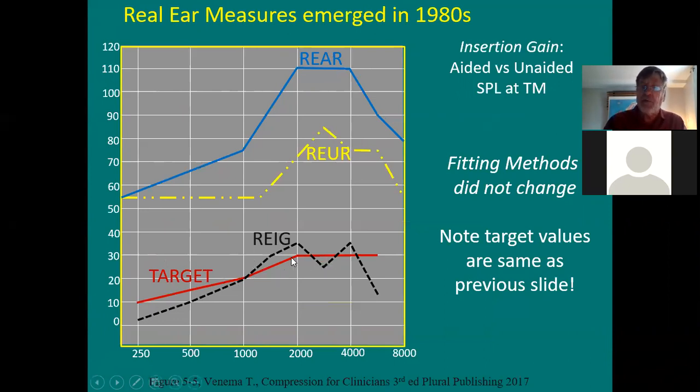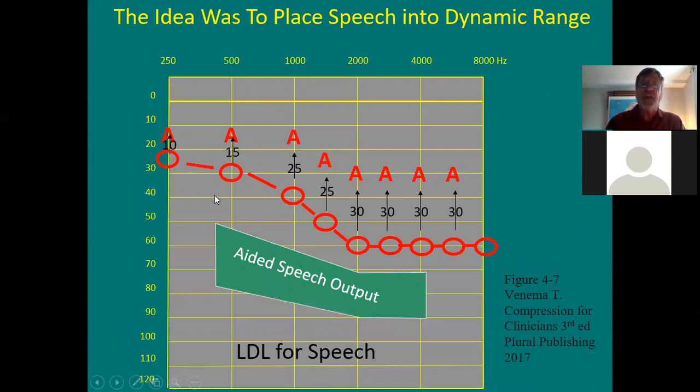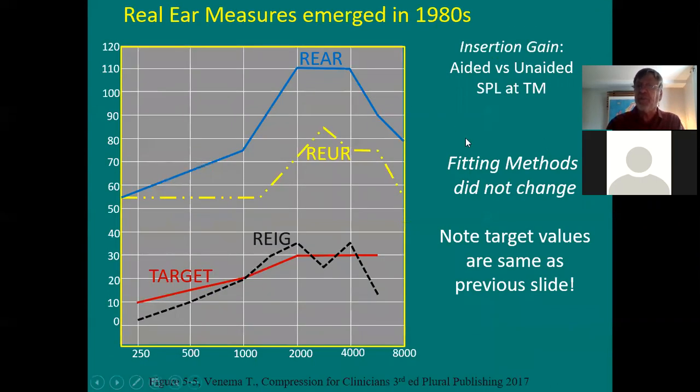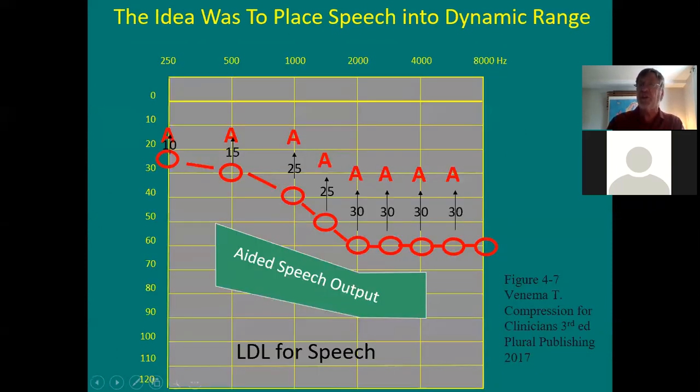Now this red line, remember, is exactly the same as the letter A's here. This could be the Berger half gain, it could be the half gain, it could be Berger, it could be POGO, could be Libby, could be NAL, doesn't matter. The point is, the fitting methods didn't change. The target values are the same. It's just that now you're looking at insertion gain instead of functional gain.